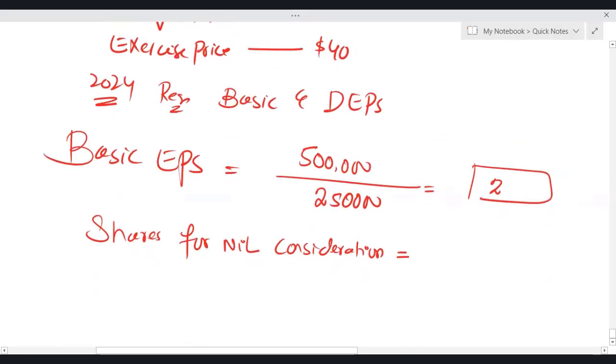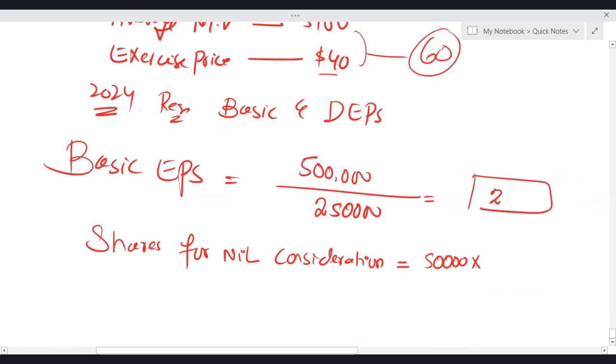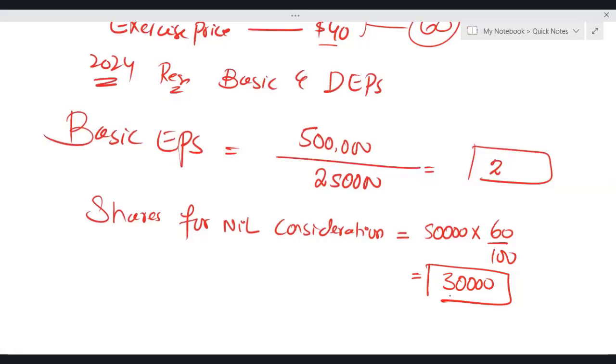We have 50,000 share options. Look at this. Exercise price is 40. Average market value is 100. How much are we not charging? We are not charging 60 out of 100. So we have shares for nil consideration 30,000.